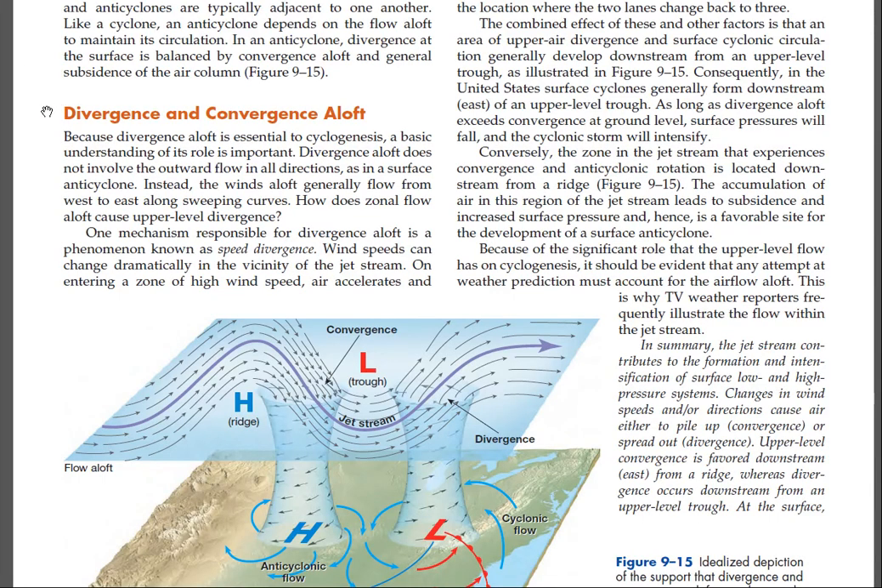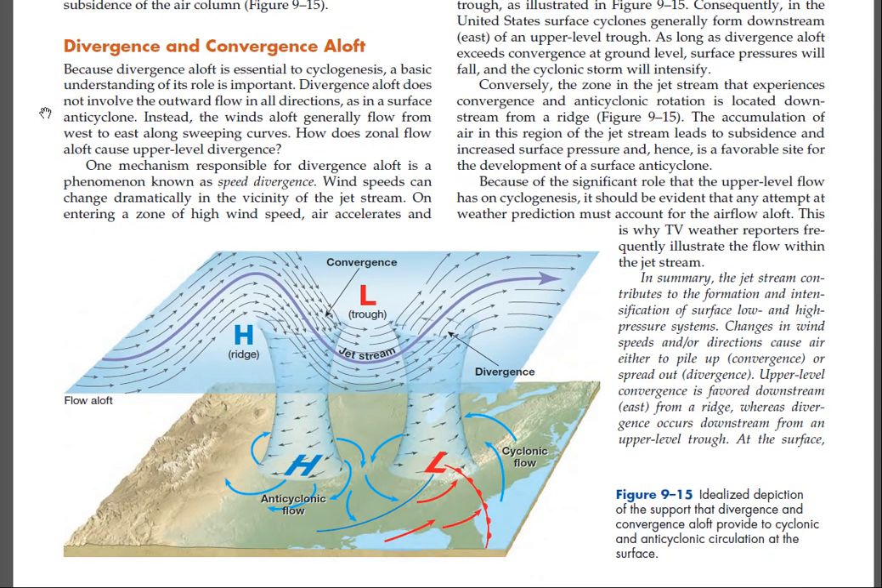Divergence and convergence aloft. Because divergence aloft is essential to cyclogenesis, a basic understanding of its role is important. Divergence aloft does not involve the outward flow in all directions, as in a surface anticyclone. Instead, the winds aloft generally flow from west to east along sweeping curves.